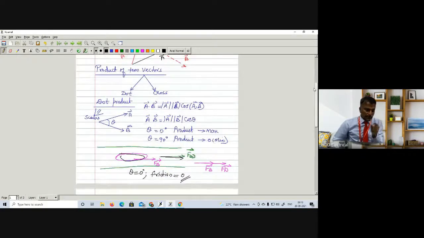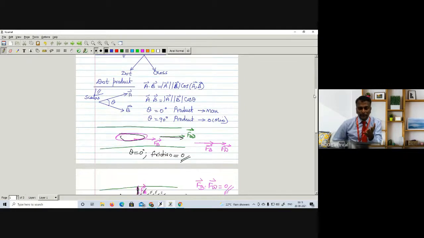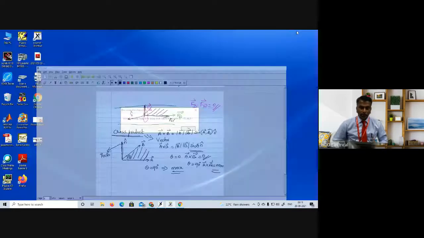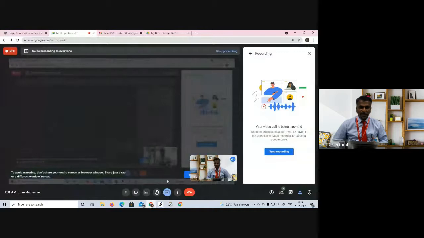Once again, I will summarize this. With the dot product, we can find the effective force acting on the boat to move forward. The cross product gives how the friction is acting on the boat. These are the two applications of the dot product and cross product. I hope this topic is understandable and the concept is very clear.